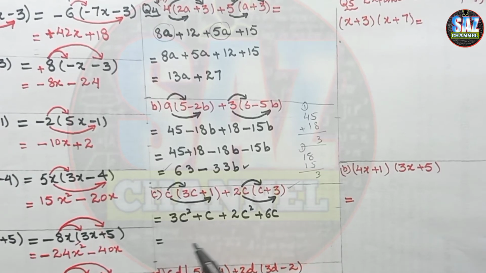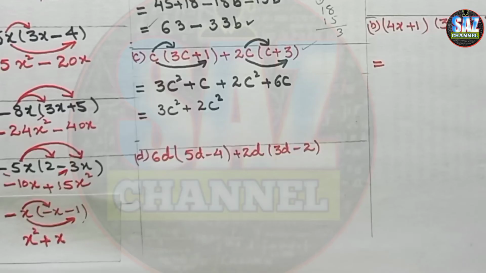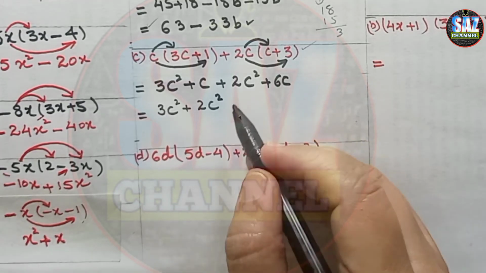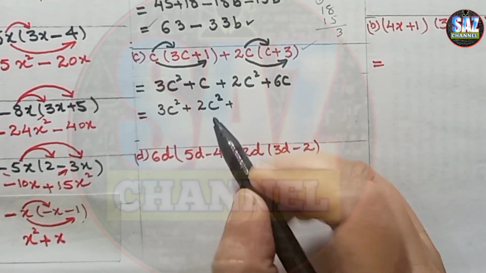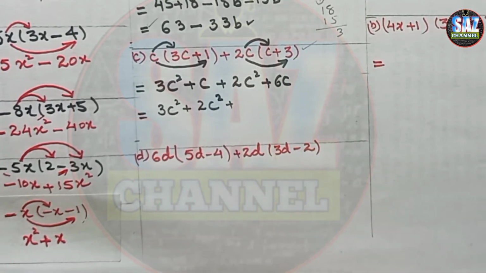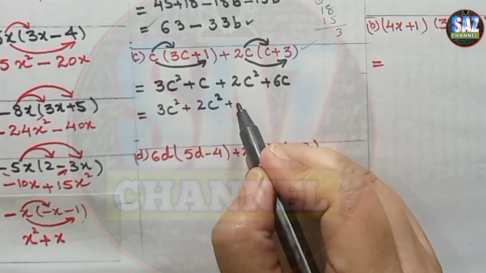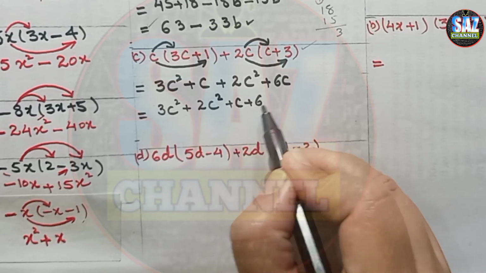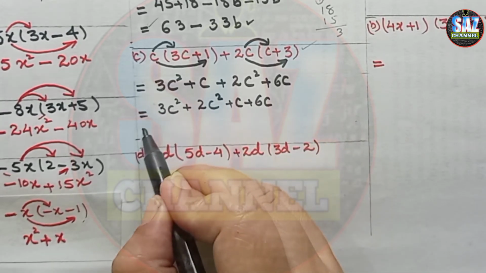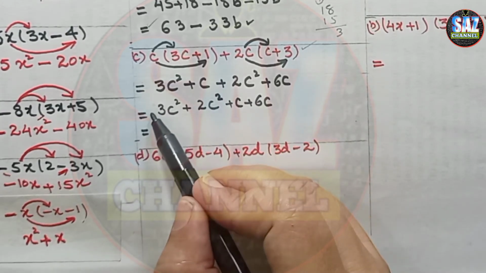Now after that, we have to write down the like terms together: 3c square plus 2c square. Coming to the c terms, we have to write the c terms closer to each other as well. Okay, and the question will take the form c plus 6c. Now we have to solve according to the signs.